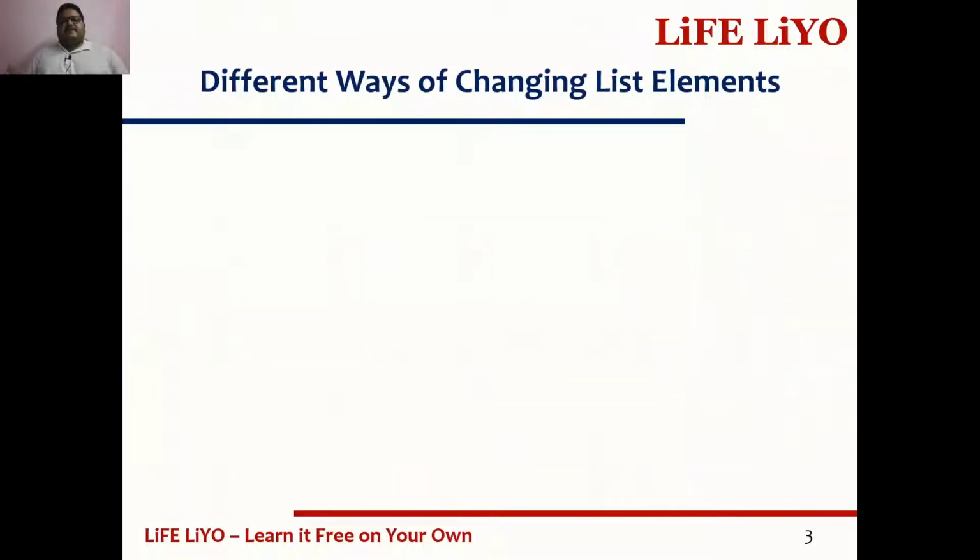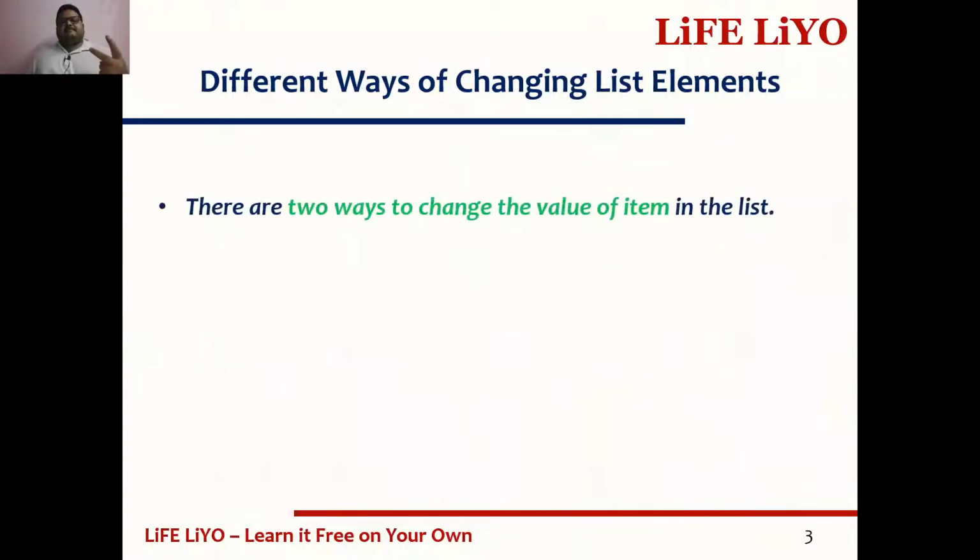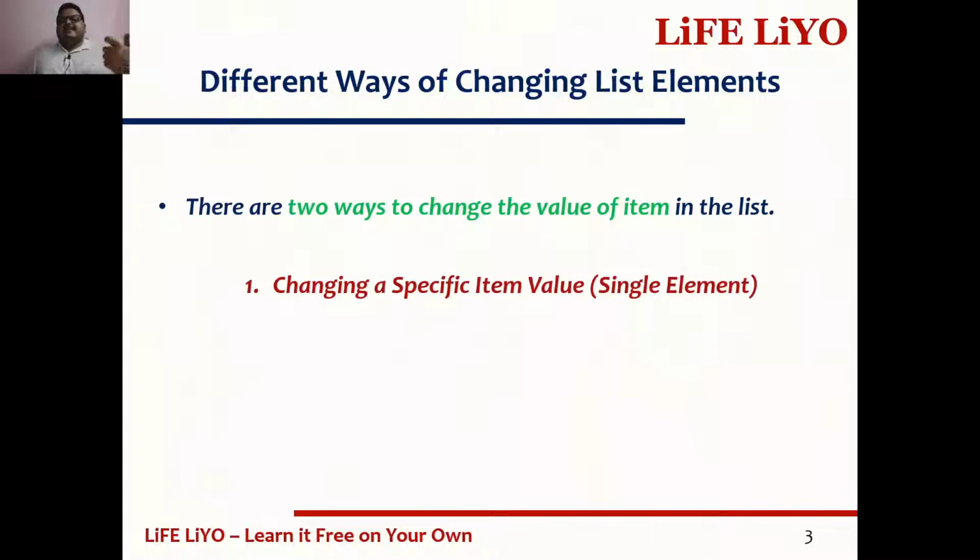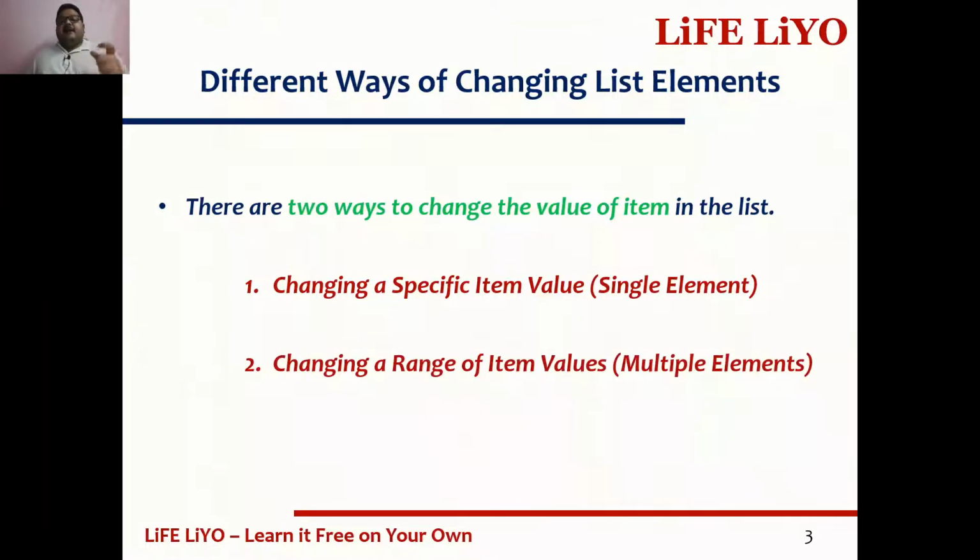What are the different ways of changing list elements? In Python, once a list has been created, we can change it in two ways. What are the two ways? The first one is changing a specific item value, that is, changing a single element from the list, or changing a range of item values, that is, multiple or sequential values. Those values can be replaced.